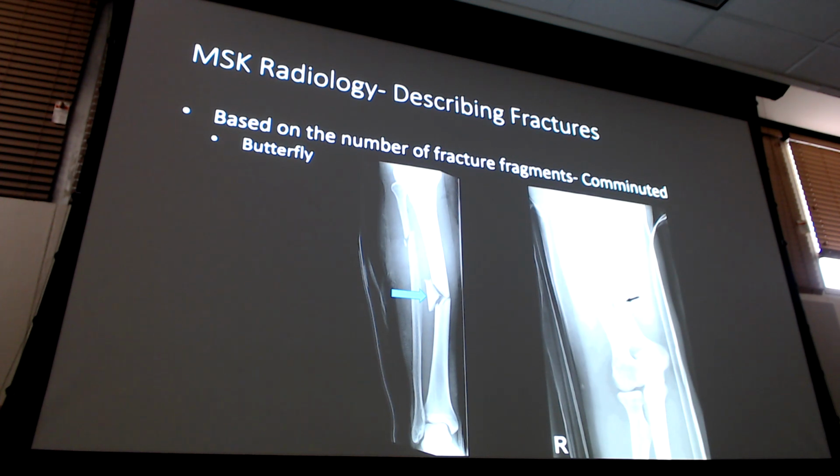So here's a good picture of that butterfly fragment with the blue arrow. It looks like a butterfly wing if you use your imagination. Right? So these are comminuted fractures. Here I could just say it's a both bone comminuted fracture on the lower leg. I could also say comminuted fracture of both the tibia and the fibula. Right? But the tibia is more mid-shaft. The fibula, I would say it's right on that border zone of proximal or mid-shaft, right?